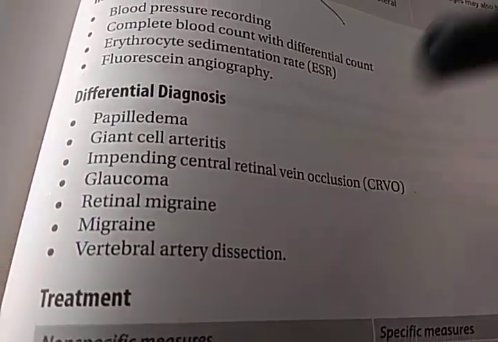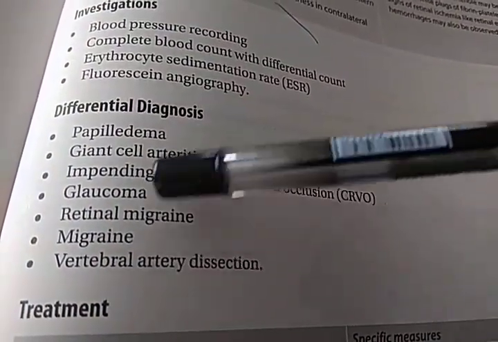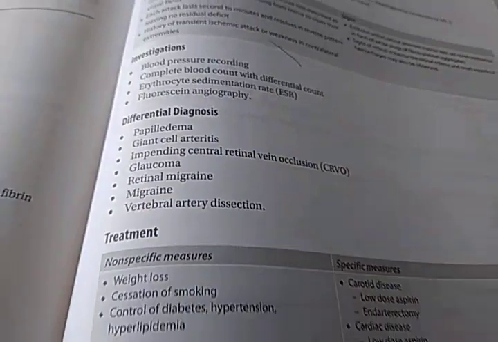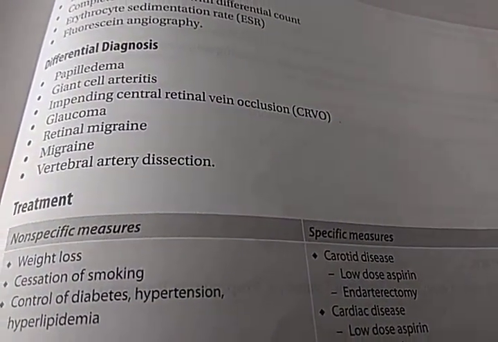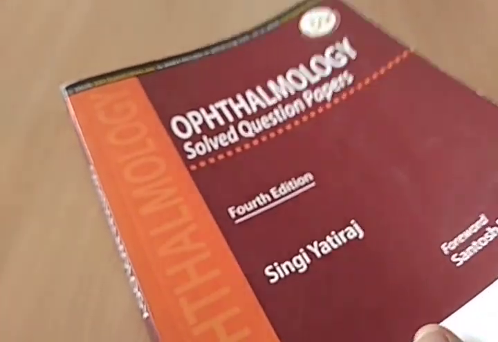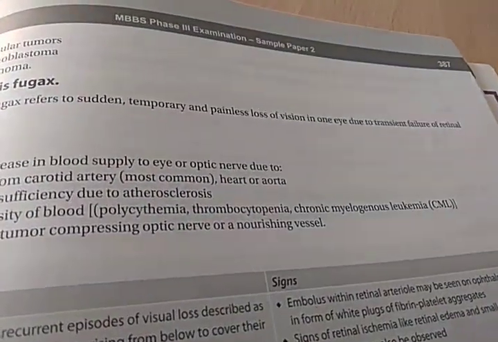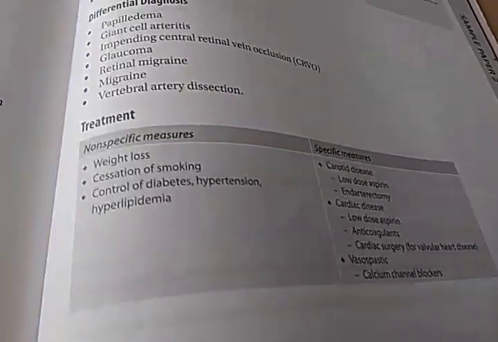So people have visual loss, right, in migraine sometimes. So they have something called as a retinal migraine. Interesting. Vertebral artery dissection. So all these can cause what? The transient loss of vision because of transient failure of circulation, retinal circulation. Guys, do you want to look at the treatment also?